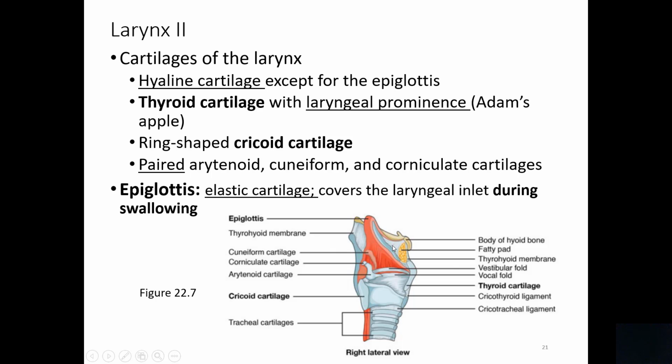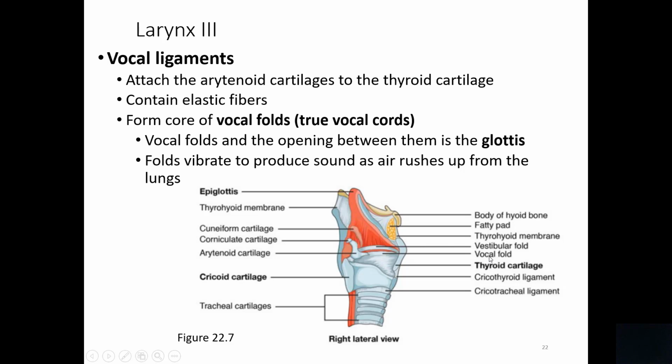Epiglottis is elastic, and I already said that it covers the laryngeal entrance or inlet during swallowing. Vocal ligaments. Vocal folds, here they are right here. Vocal folds also are called true vocal cords. They are made of collagen fibers, but they also contain elastic fibers, so they are elastic. And they attach the arytenoid cartilage, this one, to the thyroid cartilage right here.